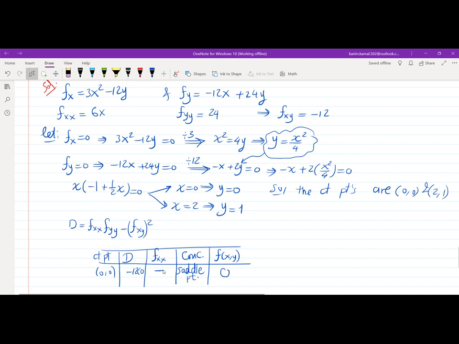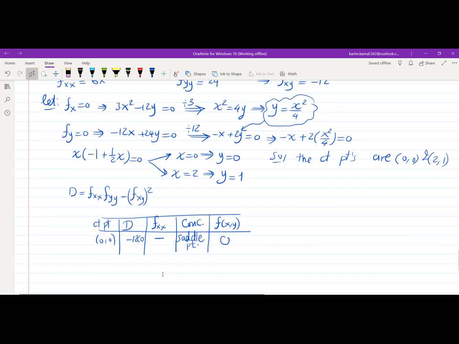And then for the second point, which is 2 and 1, the D value will be 432, which is positive, and fxx will be 12, which is also positive, so this point is a local minimum as fxx is bigger than 0, and the value of the function will be negative 8. And that's all for this problem.